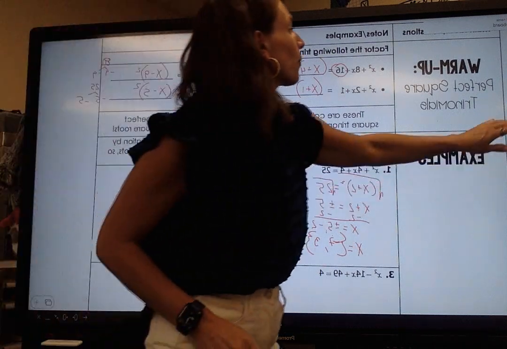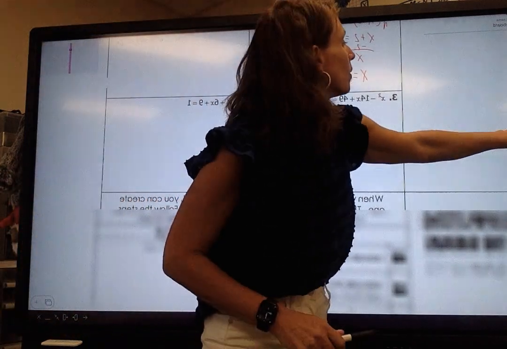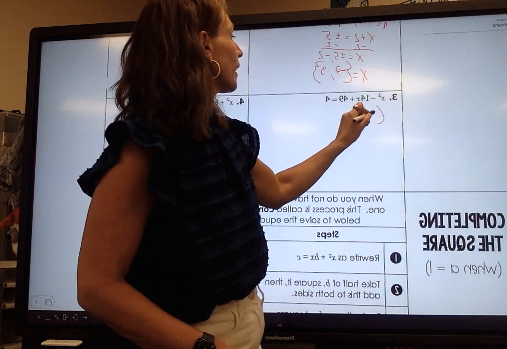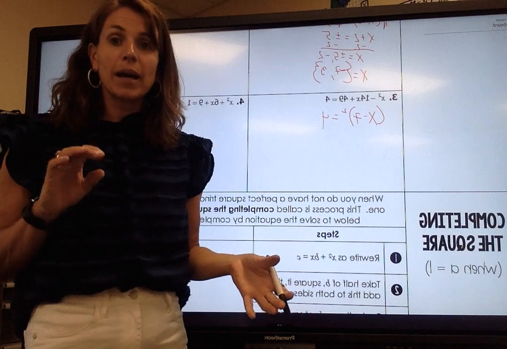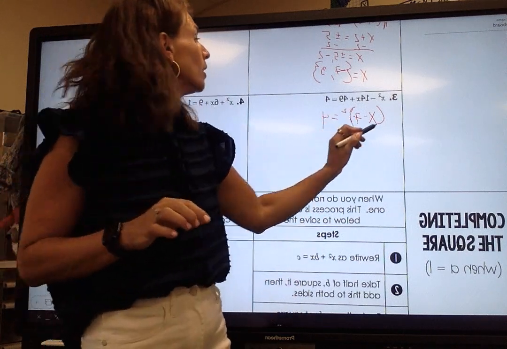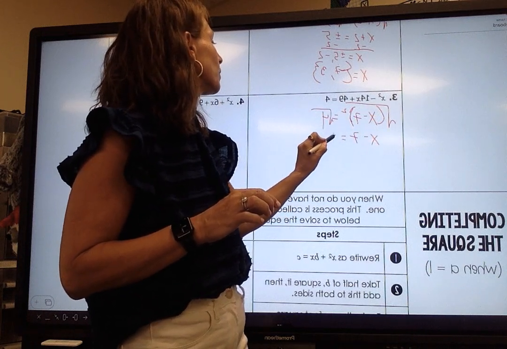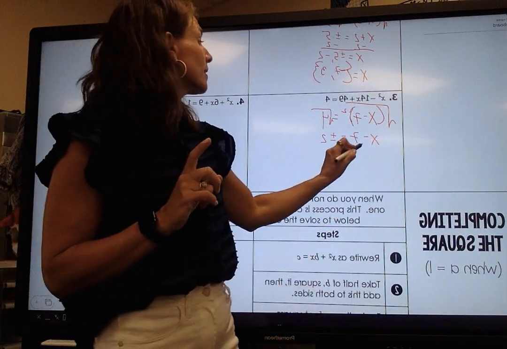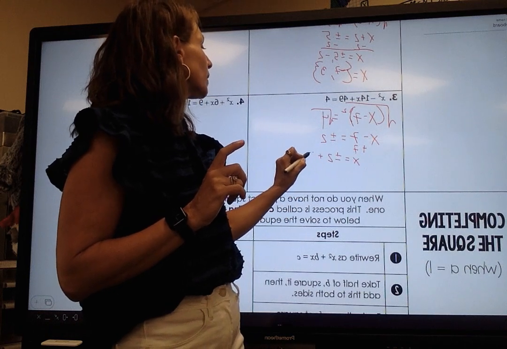Let's take a look at number 3. I can recognize that this is a perfect square, and I get x minus 7 squared equals 4. Now that my squared term, my quadratic term, is by itself, I can take the square root of both sides, and I get x minus 7 equals plus or minus 2. That's the square root of 4. You're adding 7 to both sides. So I get x equals plus or minus 2 plus 7.